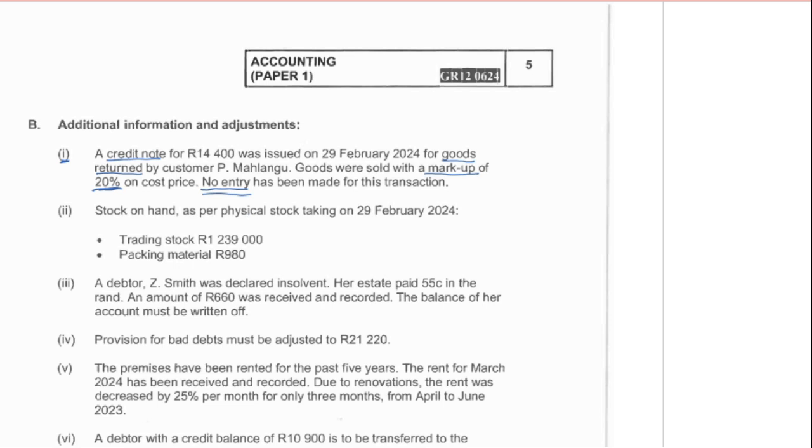For the purposes of those who don't understand this adjustment, I'm going to explain it in detail. So if you are comfortable with it, please feel free to move the timer forward to the next adjustment.